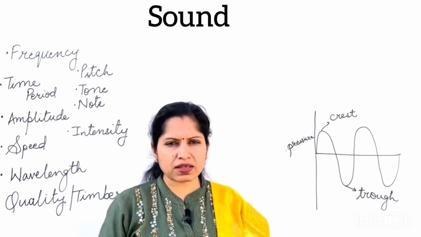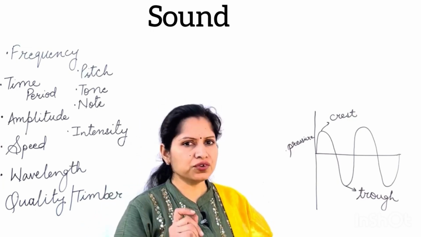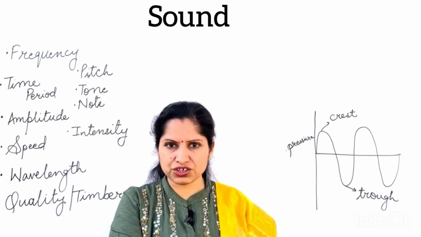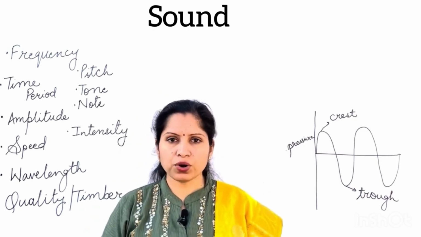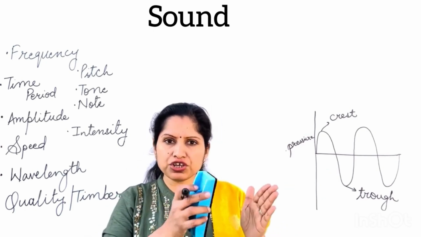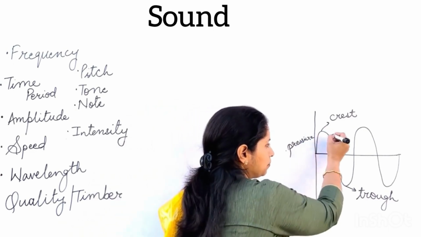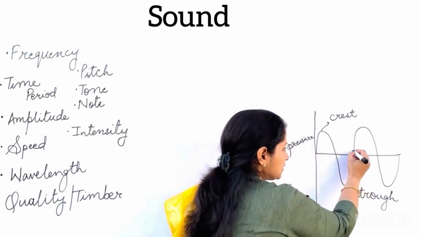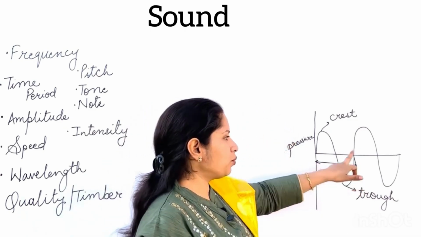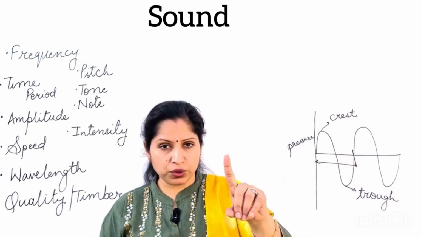These terminologies can come as 1 mark questions in your exams as short notes as well. So the first thing is frequency. Frequency describes the number of oscillations per unit time. It means in 1 second, how many sound waves are there? How many compressions and rarefactions? One compression and one rarefaction will make one complete wave. So this is one compression and this is one rarefaction. This complete area which covers one compression and one rarefaction is known as one complete wave.